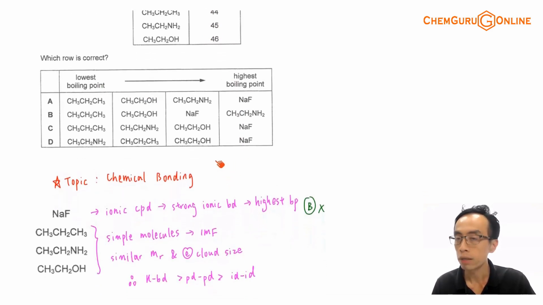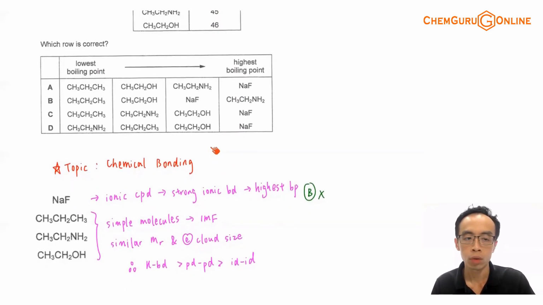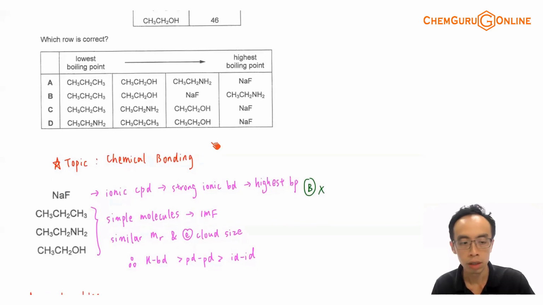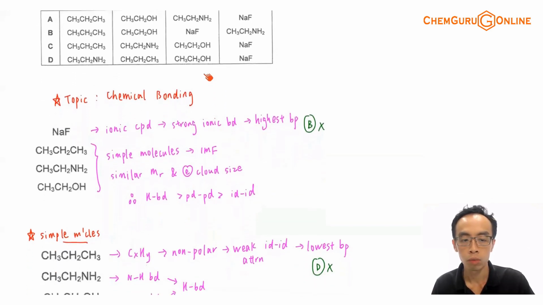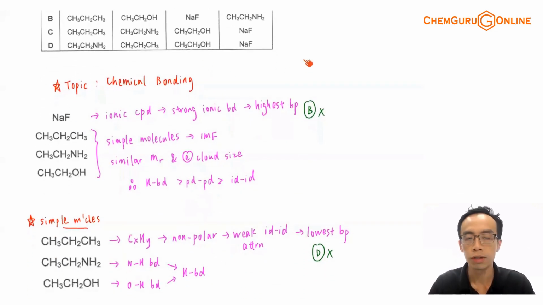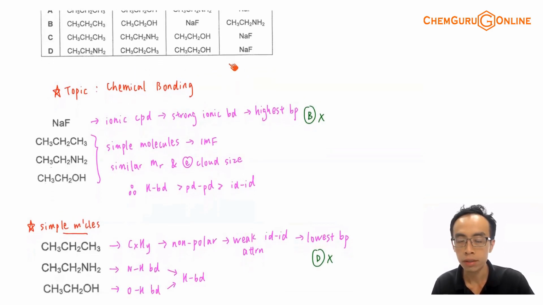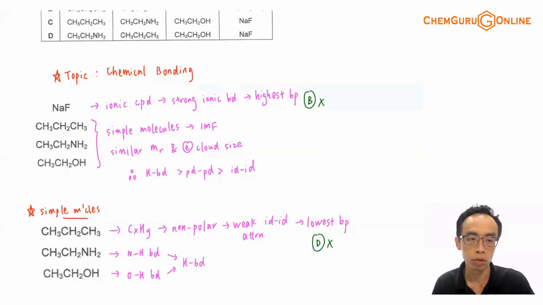So the topic tested in this question will be under chemical bonding, and involving chemical bonding, the first thing we will have to do is identify what type of substance each of these compounds is, and identify what is the type of attraction that we need to overcome during boiling each of these substances. So each of these compounds, let us take a look at that.